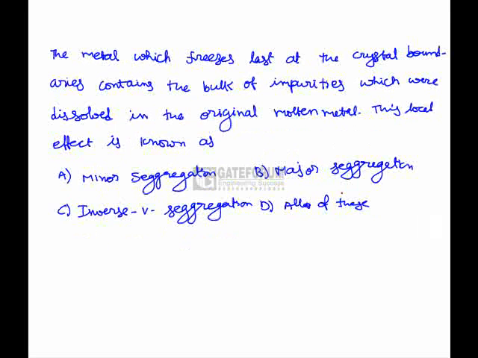Metal which freezes last at the crystal boundaries contains the bulk of impurities which were dissolved in the original molten metal. This local effect is known as, here the options are minor segregation, major segregation, inverse V segregation and all of these. Here this effect is generally known as minor segregation. So option A is the right answer.